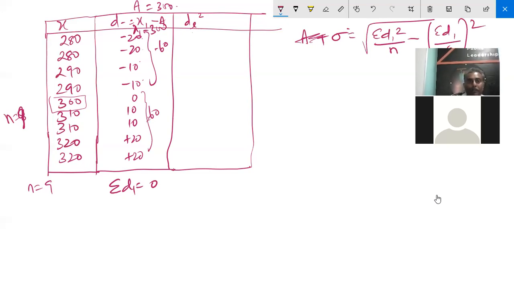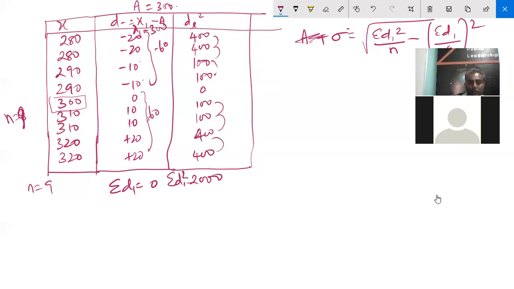d of i squared. 20 into 20 is 400. Minus 20 into minus 20, 400. Again minus 20 into minus 20, 400. Minus 10 into minus 10, 100. Again 100. 10 into 10, 100. 10 into 10, 100. 20 into 20, 400. 20 into 20, 400. 400 plus 400, 800, 900, 1000, 1100, 1200, 1600, 2000. So sigma d of i squared is equal to 2000. Sigma d of i is equal to 0.